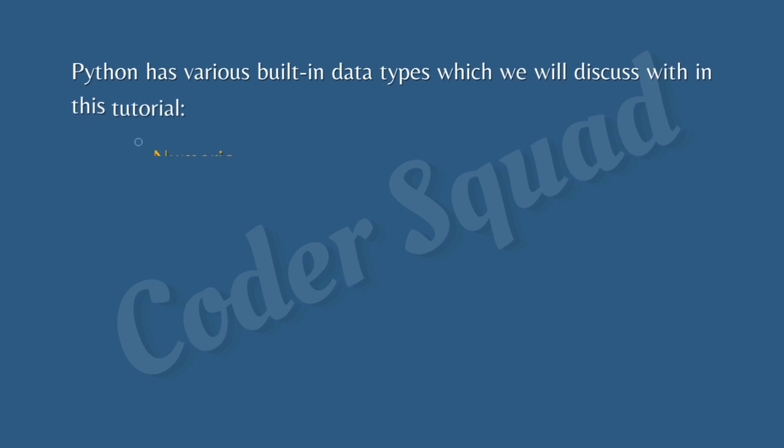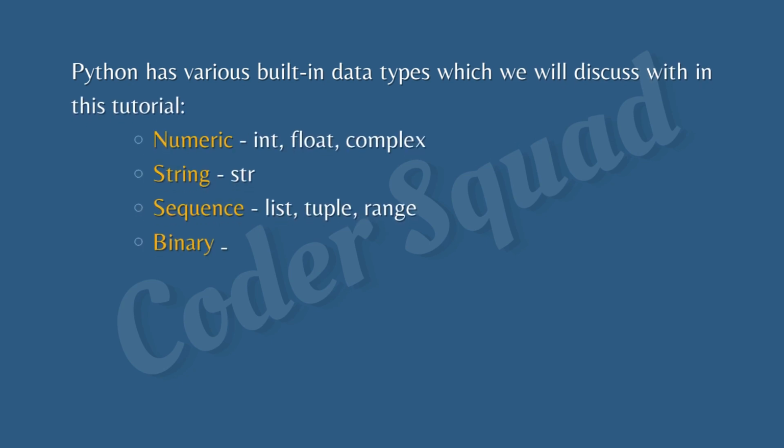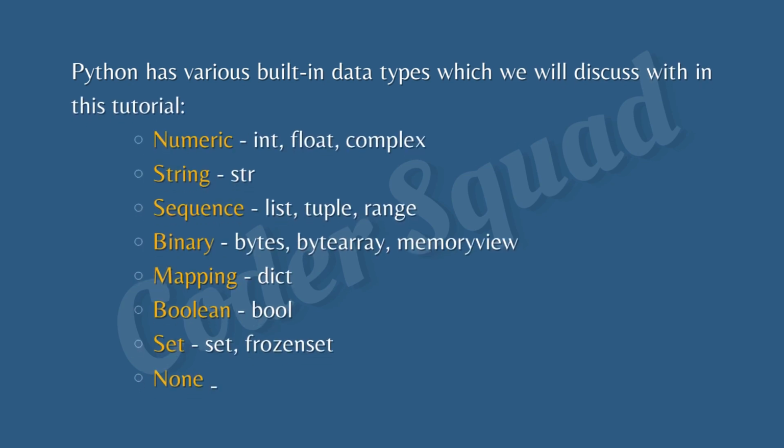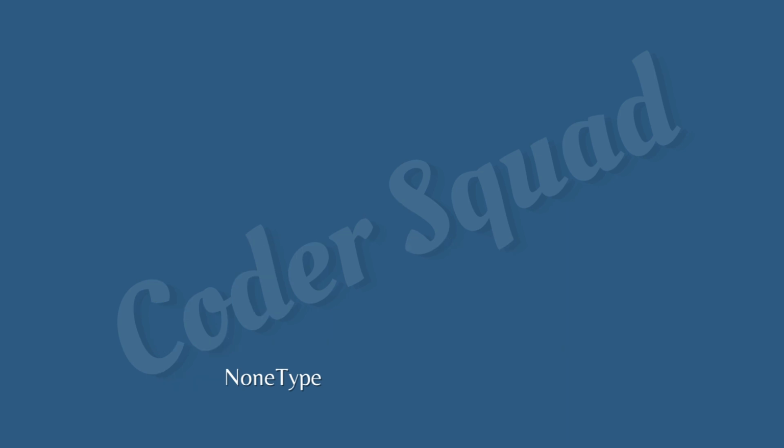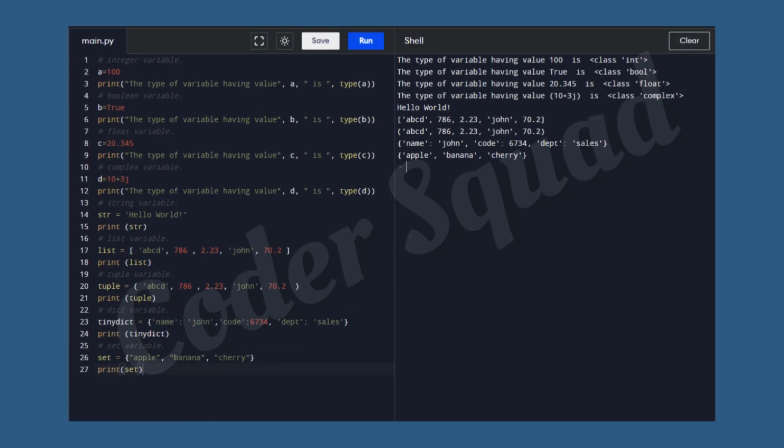Python supports various fundamental data types. Some common ones include integers and floats, used for numeric values: integers for whole numbers, and floats for decimal numbers. Strings, used to represent text, enclosed in single or double quotes. Lists, ordered collection of items, denoted by square brackets. Tuples, similar to lists, but immutable, denoted by parentheses. Dictionaries, key-value pairs enclosed in curly braces.